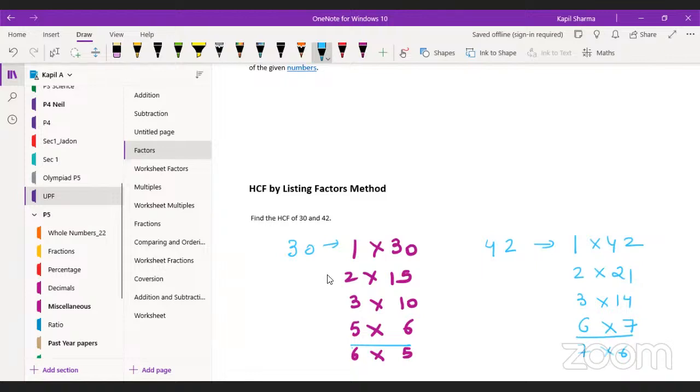So what's the HCF, guys? Quickly respond now. I have listed down all the factors. 14, 21, 42. What's the HCF, highest common factor of these two numbers? Devika?